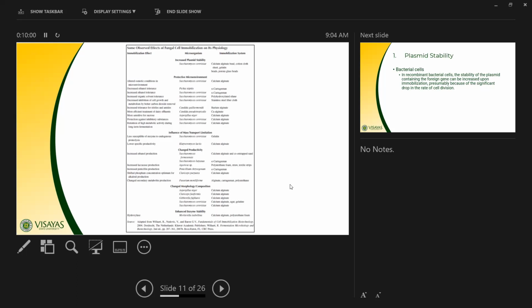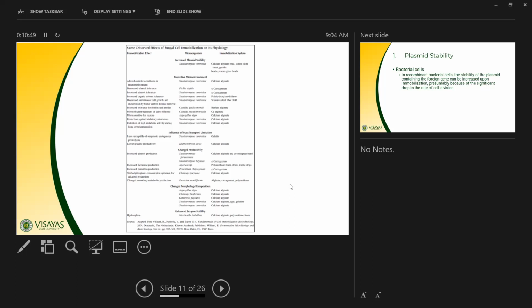So there will be a possibility that when the ethanol concentration increases, the K-carrageenan method for Pichia stipitis immobilization will not be effective for reuse, because of course there is a possibility that it is now susceptible to ethanol, right? So the biomass will die because of this observed effect of the immobilization. So there is also an increased organic solvent tolerance and also decreased inhibition of cell growth and metabolism by better carbon dioxide removal.